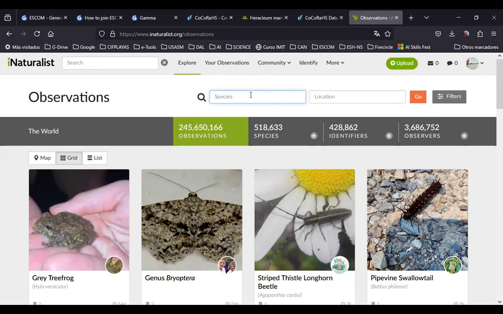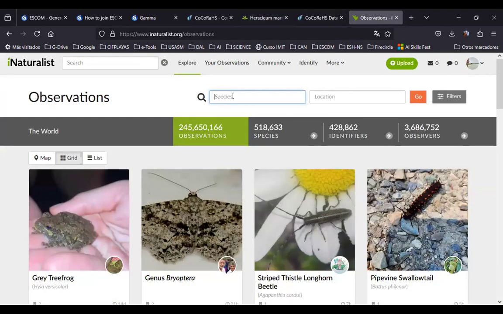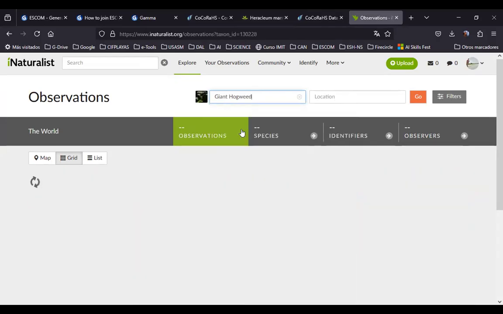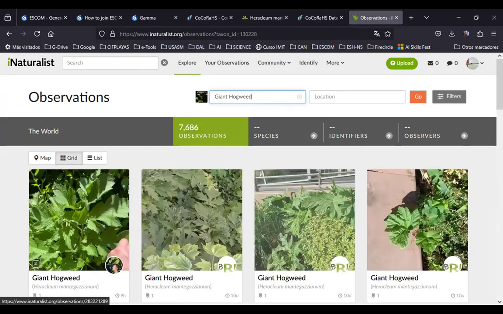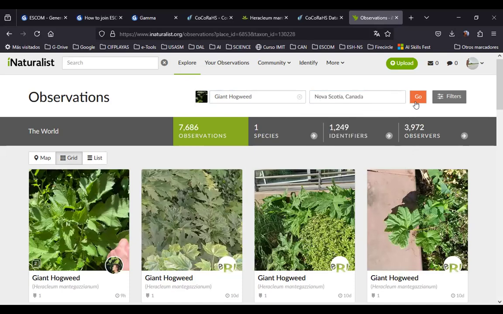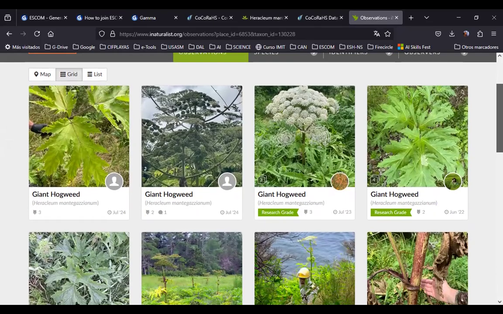Sometimes I use this platform because I work with botanists, people that identify my species. Okay, finally here. Let's try to say Nova Scotia. And we have 16 observations in Nova Scotia.